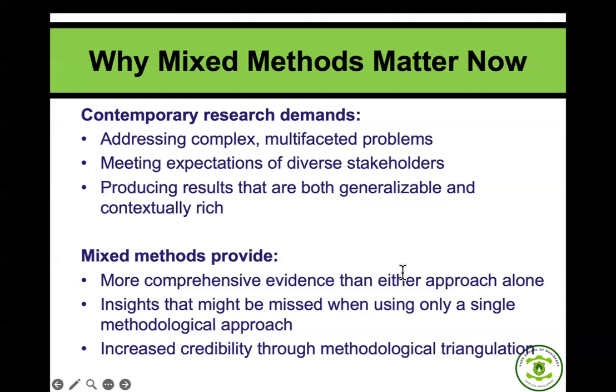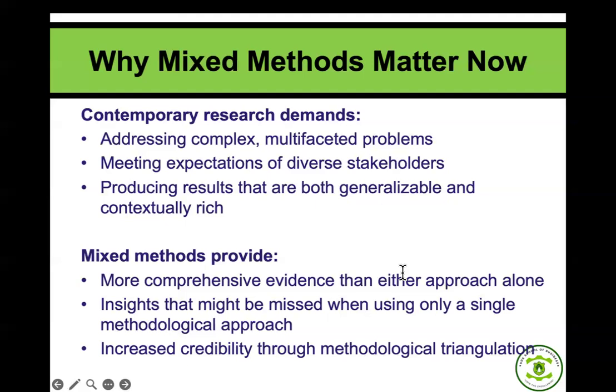And so you can use quantitative methods to establish some patterns across large populations, and then you can use qualitative approaches to provide the nuance and the context that makes the findings meaningful and actionable in that particular setting. So when we are using mixed methods, it comes with quite a number of benefits because it provides us with some comprehensive evidence that will draw on both the quantitative approach and the qualitative approach.